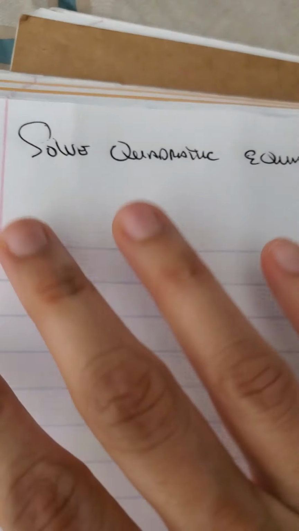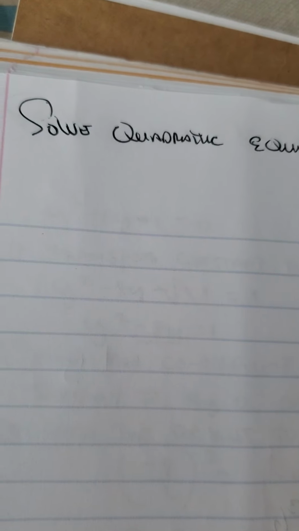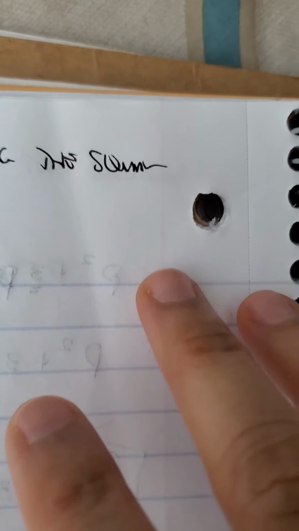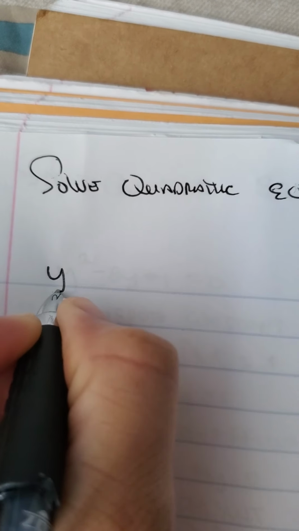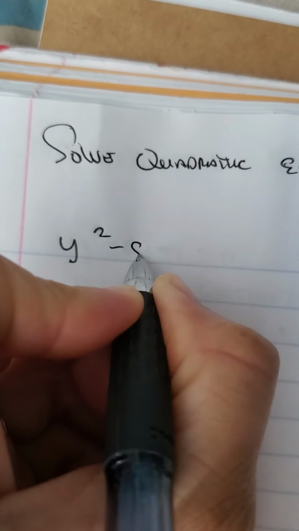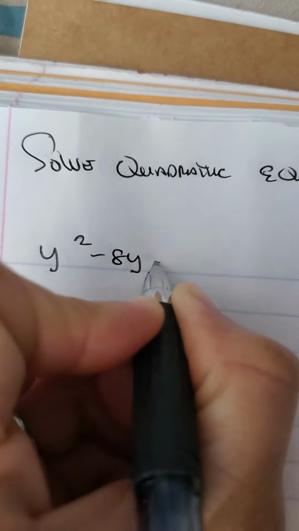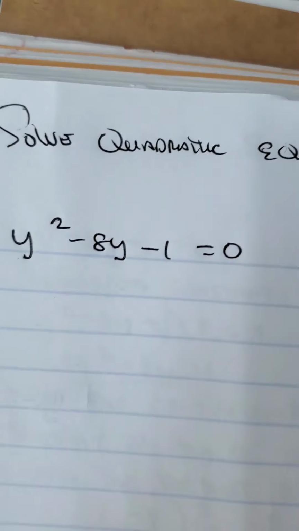Okay, guys, so we just saw how to solve quadratic equations by taking square roots. We're going to solve quadratic equations by completing the square, and I'm going to jump right to it. So here we have an equation, y squared minus 8y minus 1 equal to 0.